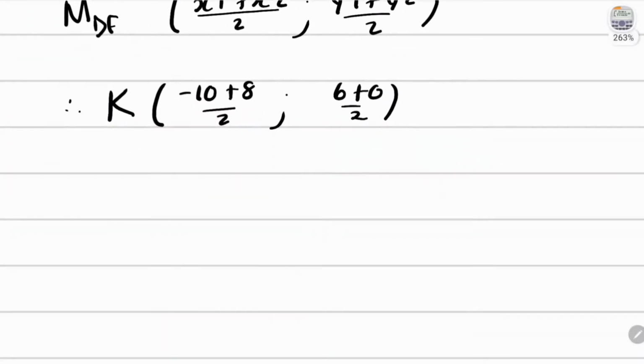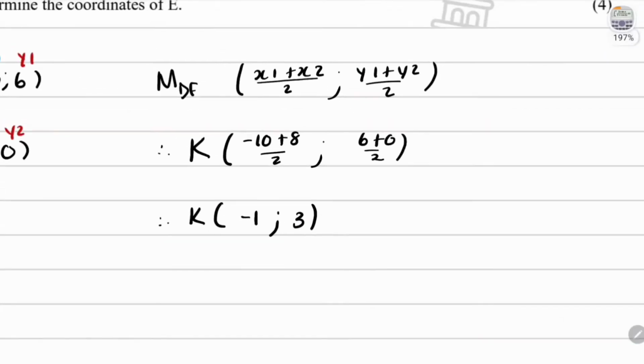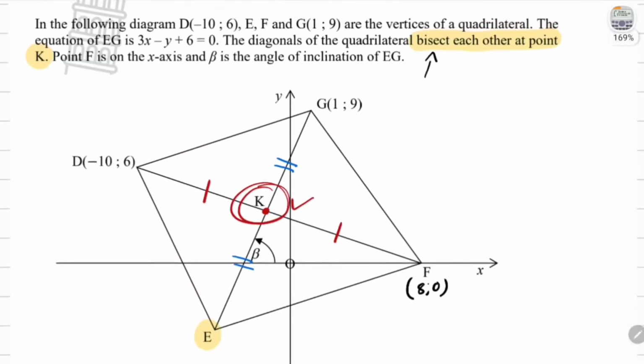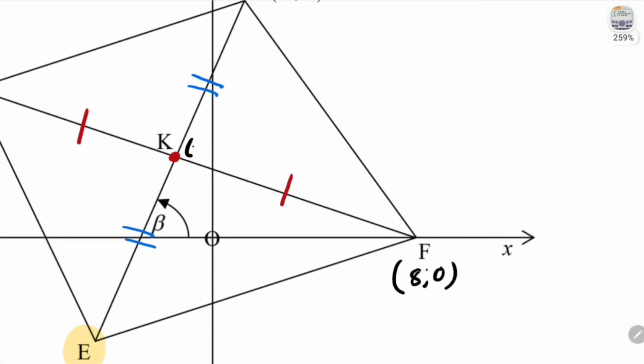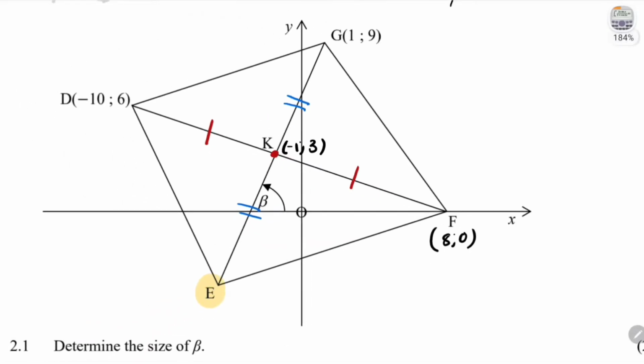Negative 10 plus 8, that's like saying 8 minus 10, which gives you negative 2. So that's negative 2 over 2, which gives you negative 1. And then we have 6 plus 0, which is 6 over 2, which is 3. So our coordinates for K are negative 1 and 3. So we can fill that in. K is now negative 1 and 3.